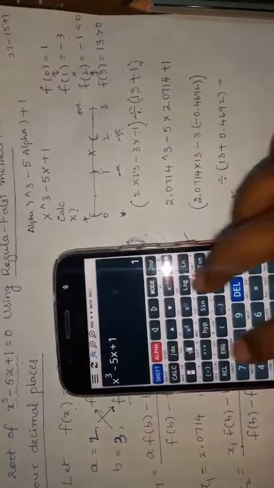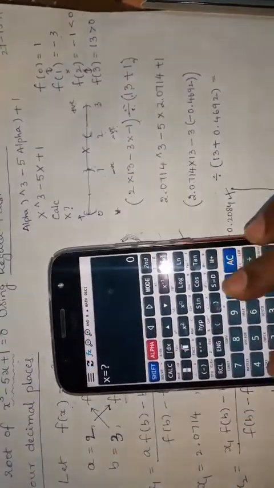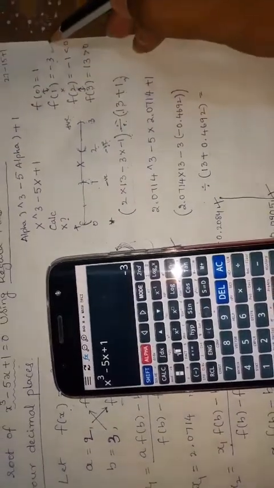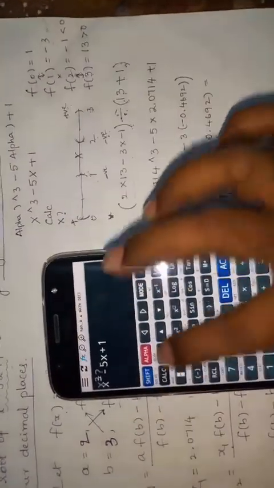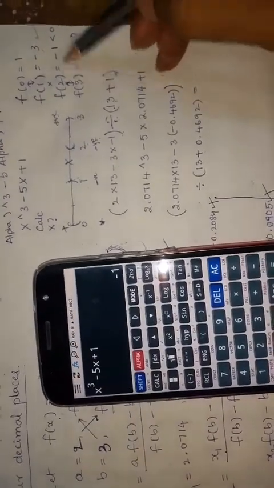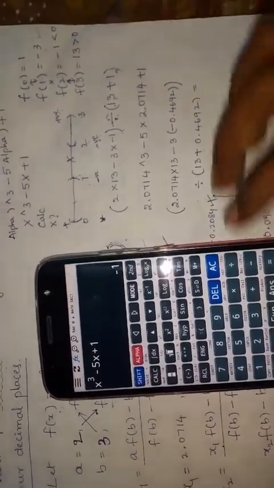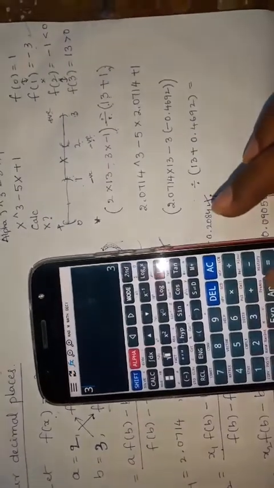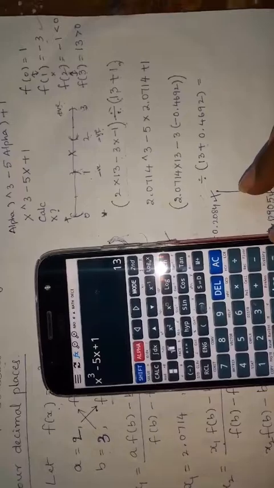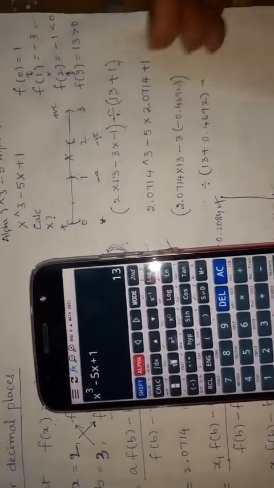If you give x is equal to 1, it is a negative value, f of 1 is equal to minus 3. If you give x is equal to 2, it is minus 1, a negative value. If you give x is equal to 3, it is a positive value, f of 3 is 13.